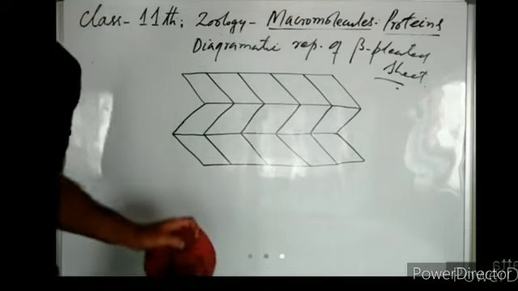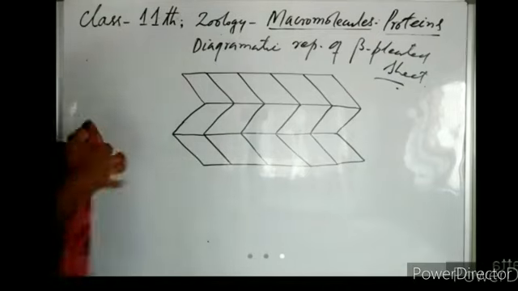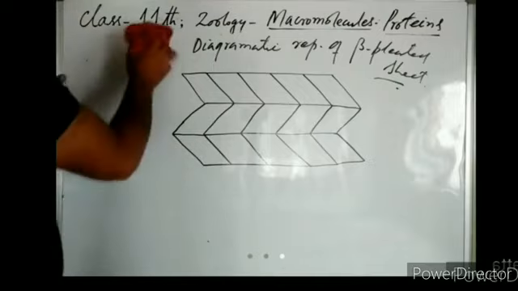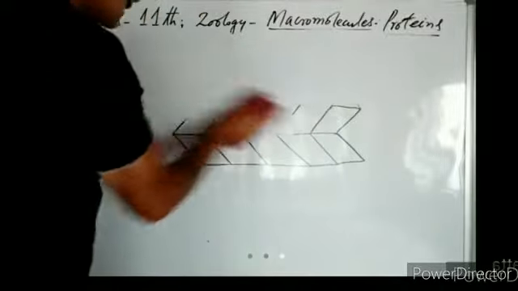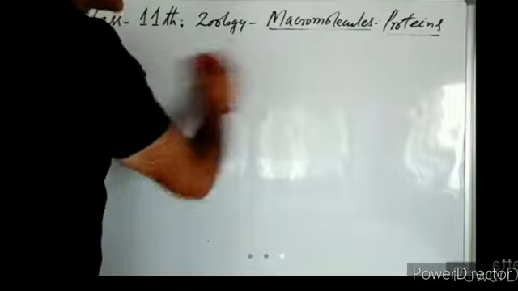Similarly, in secondary structure, protein may exist in the form of a triple helix. Should I rub this? Yes, sir. Okay. In secondary structure, a protein may exist in the form of a triple helix.